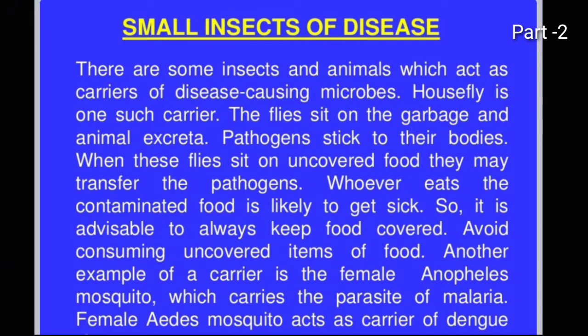Another example of a carrier is the female Anopheles mosquito. This is the mosquito which causes a disease called malaria in human beings. It is the carrier of the parasite of malaria. Similarly, another mosquito, the female Aedes mosquito, acts as the carrier of the dengue virus. You have all might have heard of dengue and malaria. These diseases are caused by mosquitoes: the female Anopheles mosquito causes malaria, and the female Aedes mosquito spreads the dengue virus.